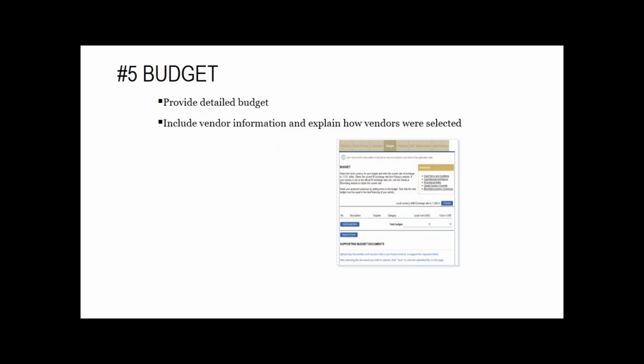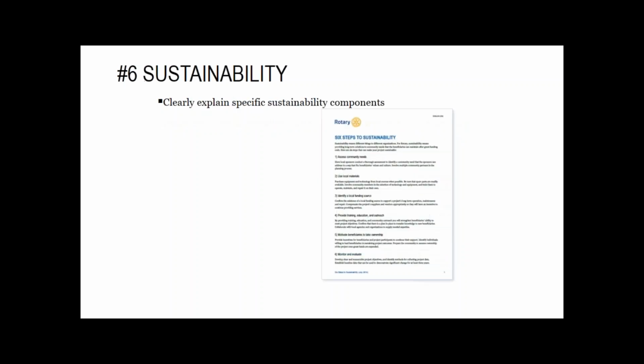Okay, your budget, detailed budget with the vendor information, and explain how your vendors were selected. That's pretty important. Okay, it has to be sustainable, and you clearly explain the specific sustainability components, and there's a special form, right? So you can fill that in. It's blurry, I know, it's not good. It's because we take a screenshot and try and make it bigger and it doesn't work very well.